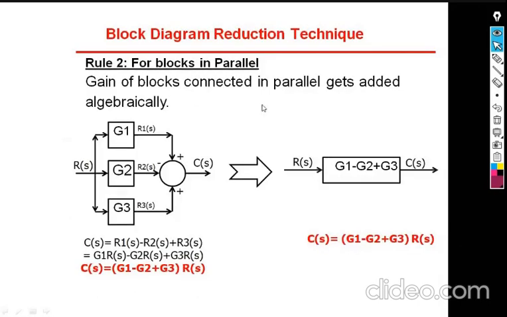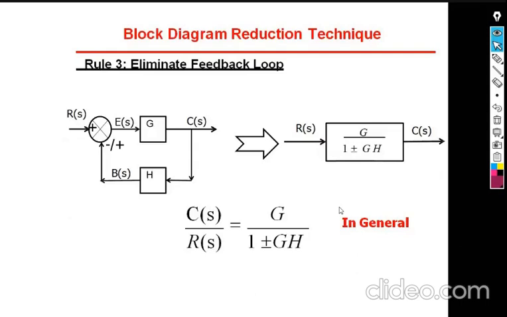Now, if the blocks are connected in parallel, then the resultant block will be the addition of those gains. And rule number 3 is how to eliminate a feedback loop. Here, of course, it looks just like a parallel connection, but if you observe, the signal through G is coming from input to output, and the signal through H is coming from output towards input. Hence, G is known as the feed forward path, and H is known as the feedback path.